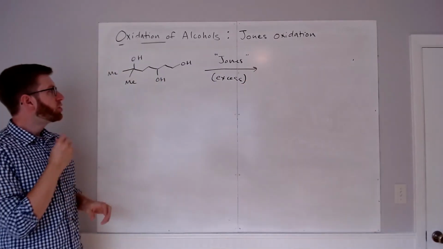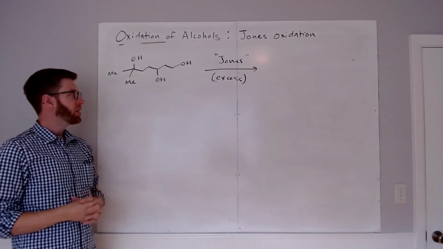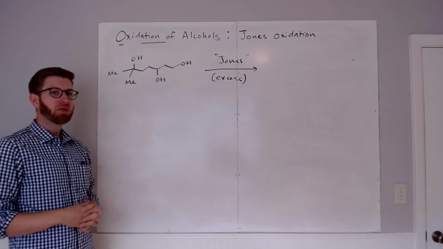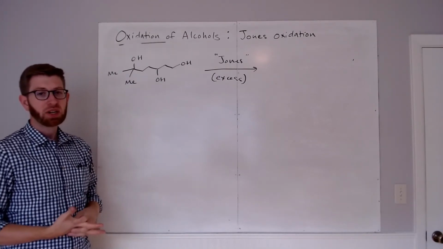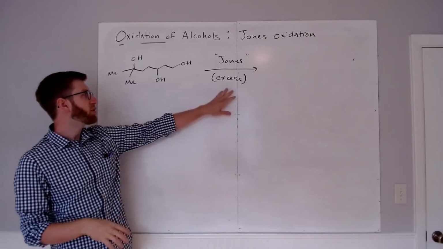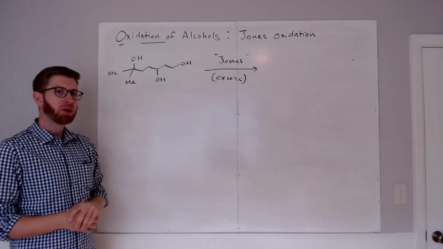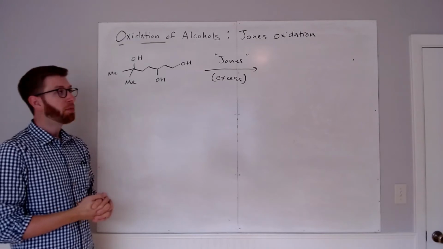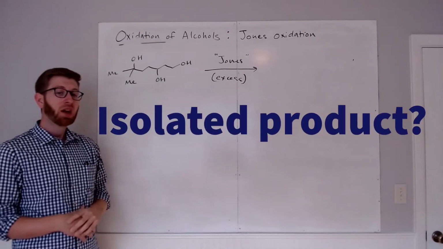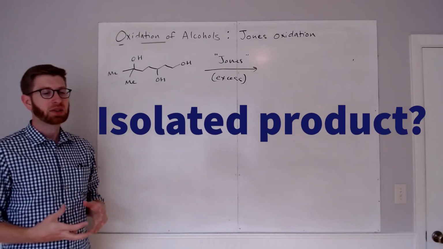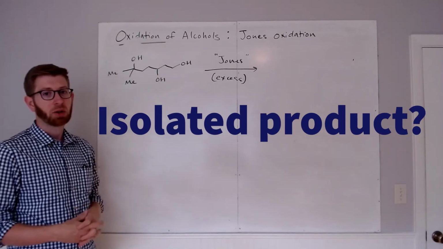What I'd like for you to do is pause your video, and I want you to predict the structure of the product that you would isolate from this reaction, remembering that since you have so much Jones oxidation reagent present, you'd have to consider whether reactions could happen at more than one place in this molecule, and not only that, but how many reactions could happen at a particular site within the molecule.